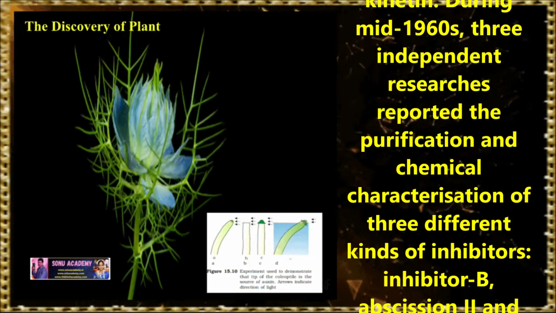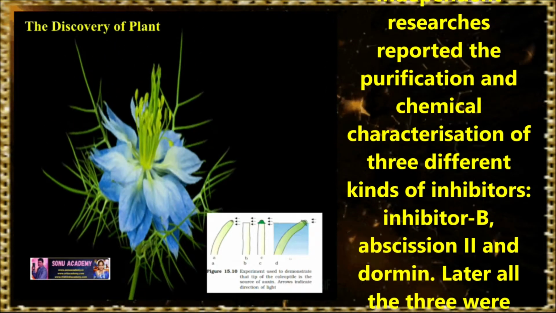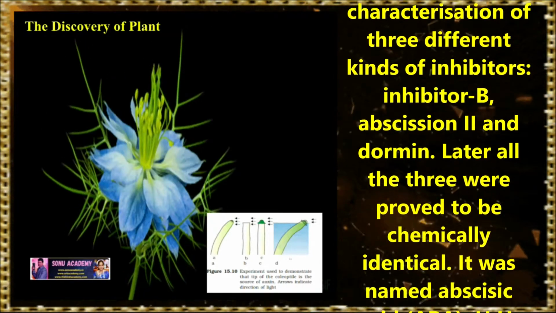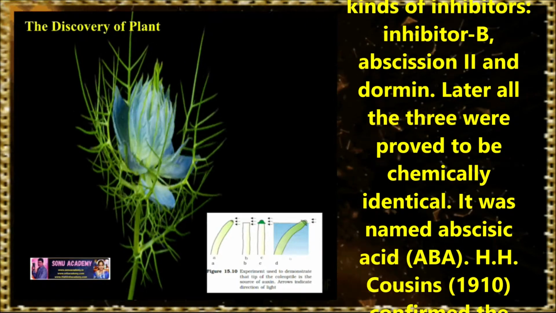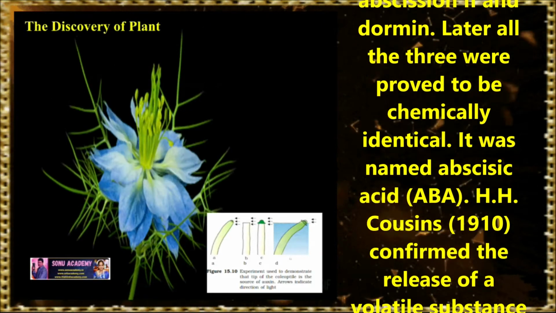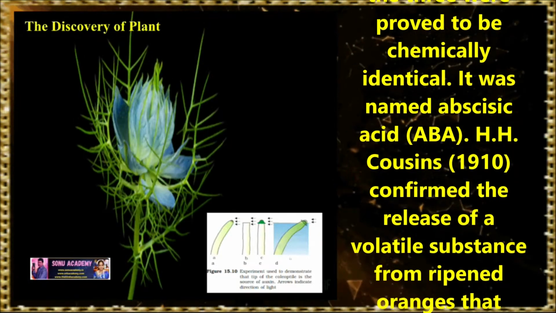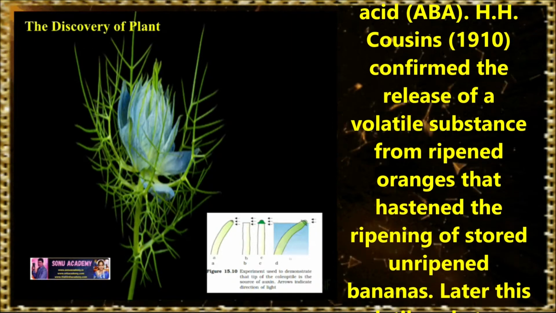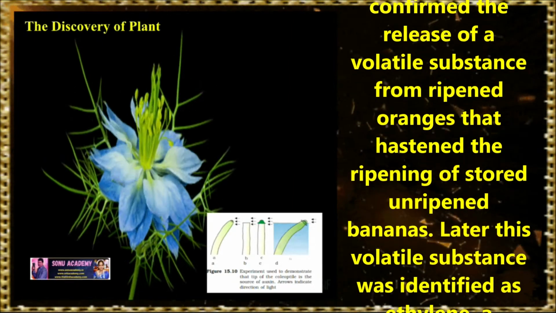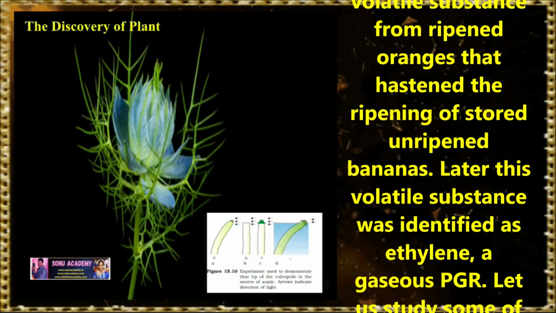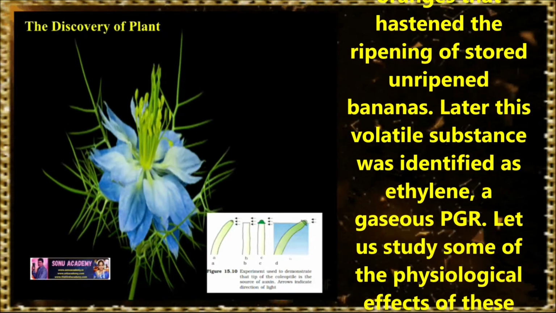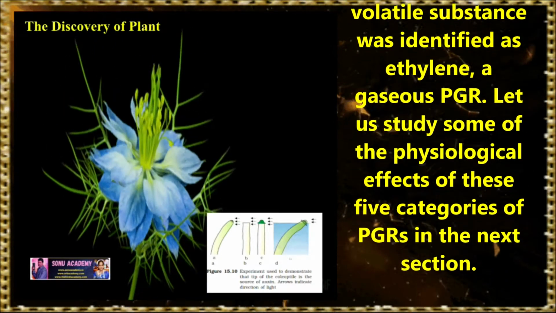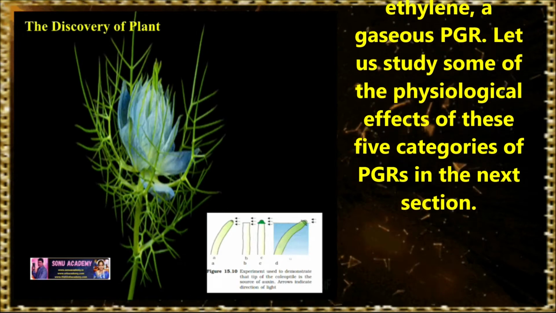During the mid 1960s, independent researchers reported the purification and chemical characterization of three different kinds of inhibitors: inhibitor B, abscission II, and dormin. Later, all these three were proved to be chemically identical. It was named abscisic acid, ABA. H.H. Cousins in 1910 confirmed the release of a volatile substance from ripened oranges that hastened the ripening of stored unripe bananas. Later, this volatile substance was identified as ethylene, a gaseous PGR.